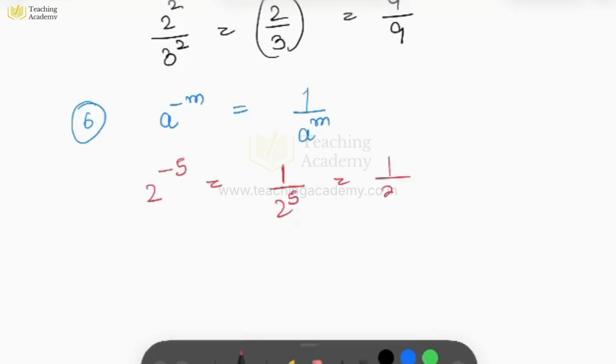or 1 over 32. Okay. If I am writing 1 over 3 to the power negative 2, that means I have to again reciprocal it to make a positive index, right? So I'll take the 3 in the numerator. So it's 3 to the power 2 only now, right? If it is in the denominator, then you have to take it to the numerator. If it is in the numerator, then you have to take it to the denominator to exchange the powers, right? So this is going to give you 9 as a solution.